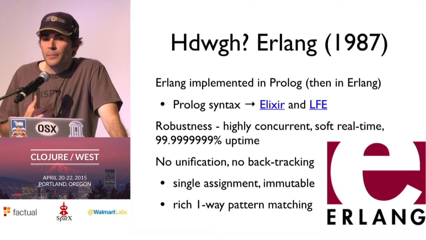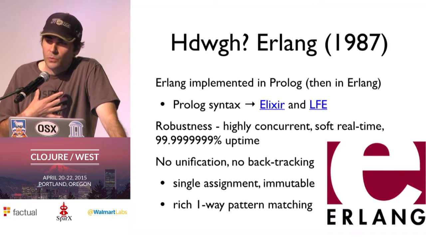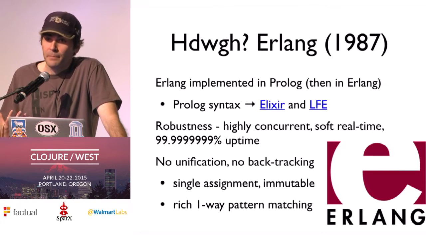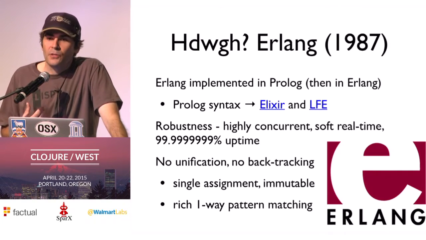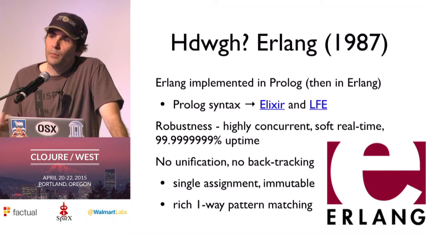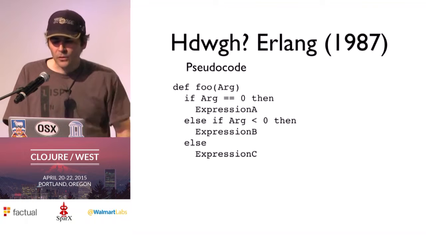What they were left with is something that is quite near and dear to our hearts, which is single assignment and immutability. That's pretty awesome. But also this rich one-way pattern matching story, which is what was left over once they pulled unification out of Prolog. So what does that look like in Erlang?